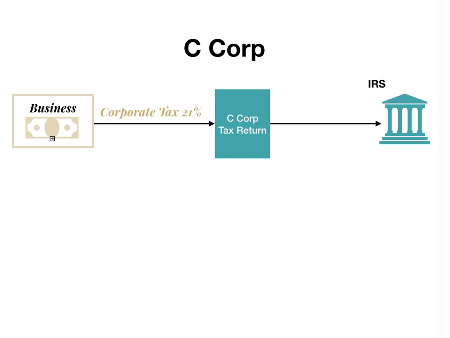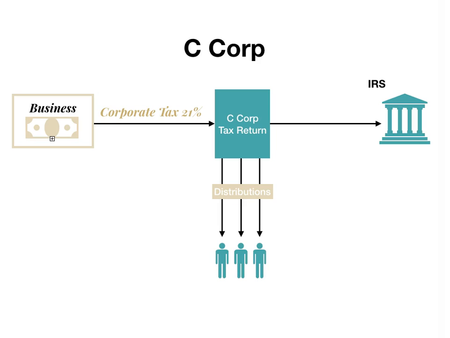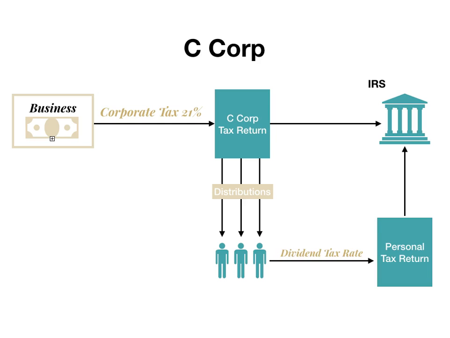Now, the money will then go to the shareholders or the owners of that corporation in the form of distribution. And then they will each file those distributions on their personal tax return, and they will pay another tax rate called the dividend tax rate on that money. If you've heard the term before, this is what double taxation is, because technically the money is being taxed twice.